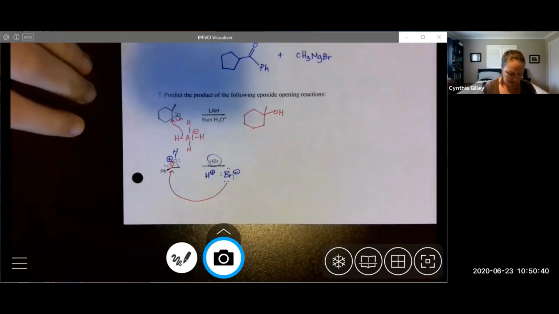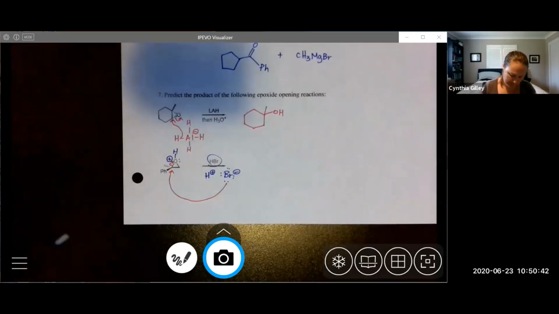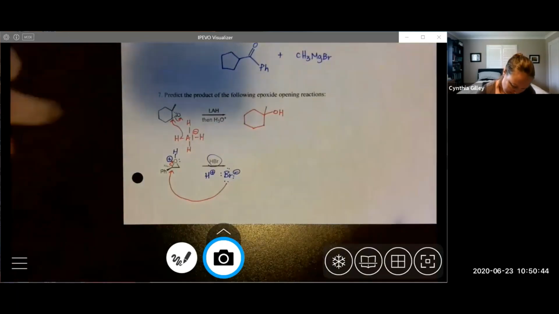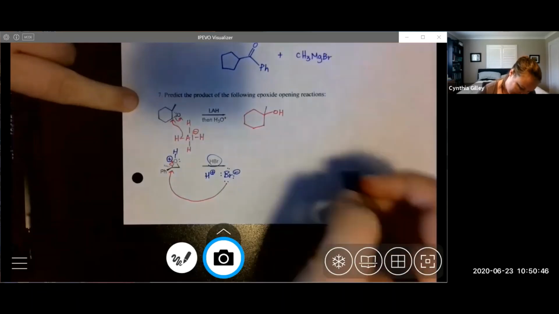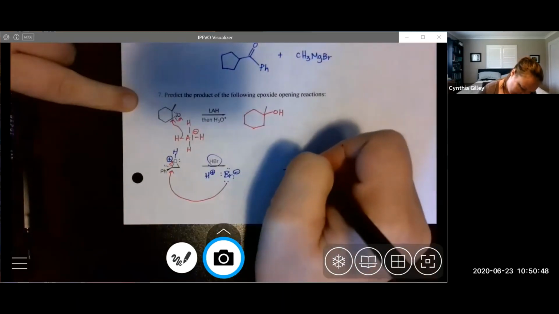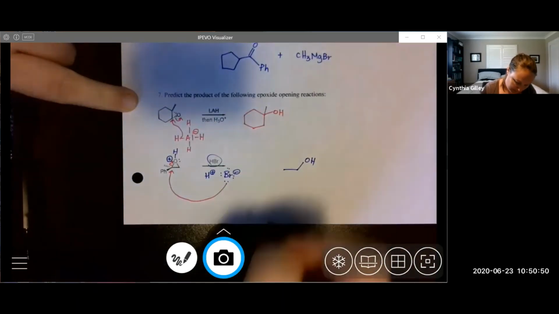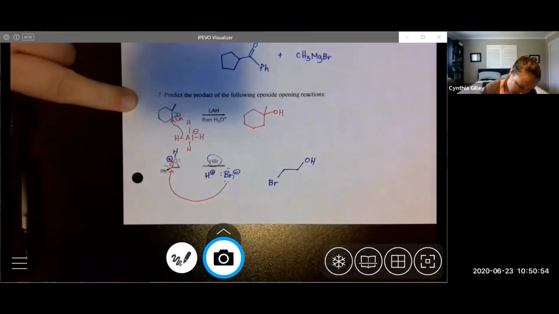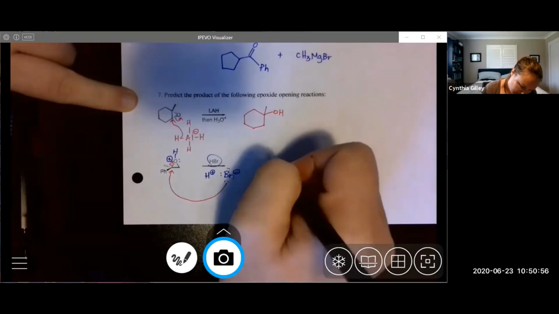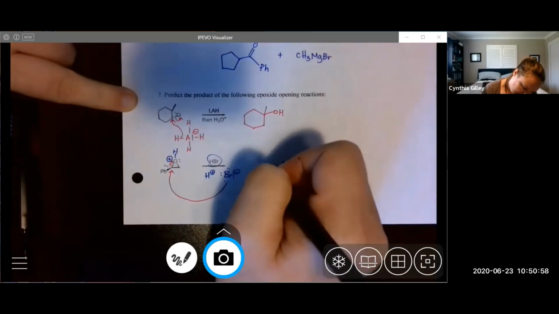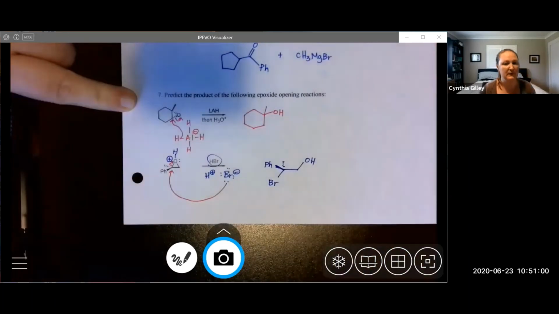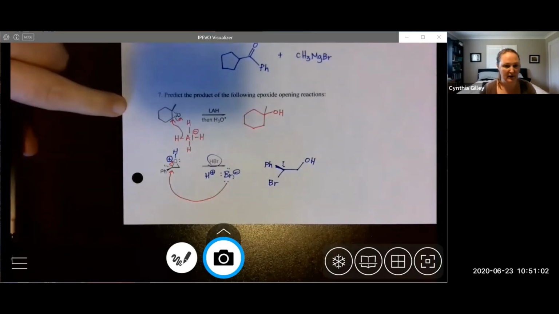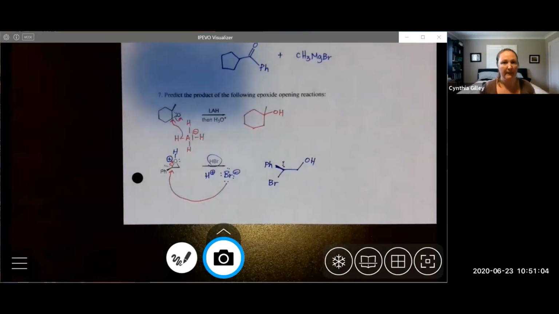So now we're going to draw the product, and we want to pay attention to stereochemistry. So we end up with this. We want to show the bromine attacking from the back, and then you keep the groups on the dash of the branch. So that has the correct stereochemistry. Okay, stop sharing.